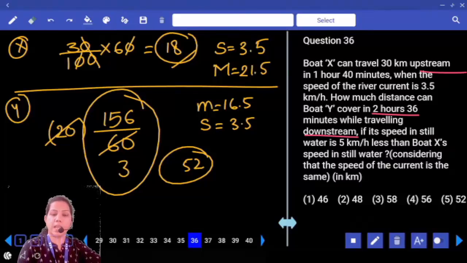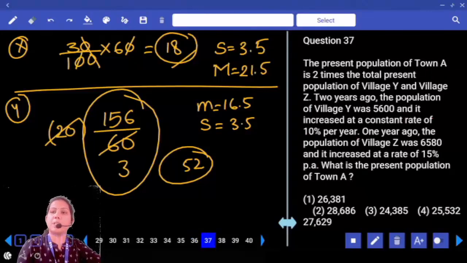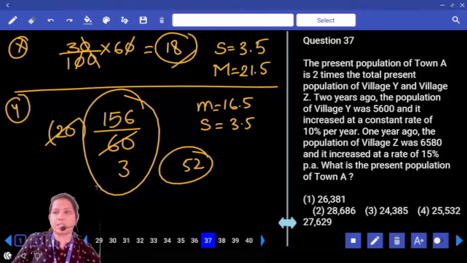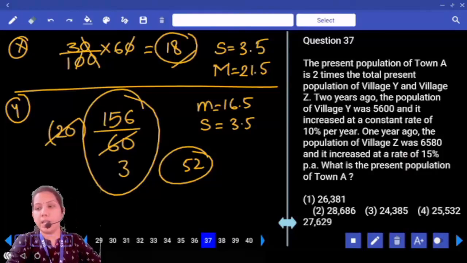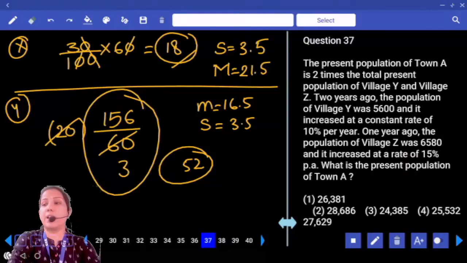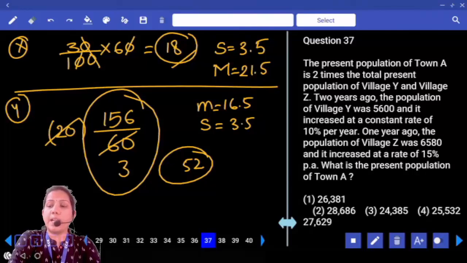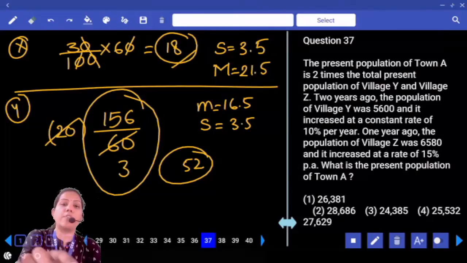Completed? Next question number 37. The present population of town A is 2 times the total present population of village Y and village Z. Two years ago the population of village Y was 5600 and it increased at a constant rate of 10% per year. One year ago the population of village Z was 6580 and it increased at a rate of 15% per annum. What was the present population of town A?